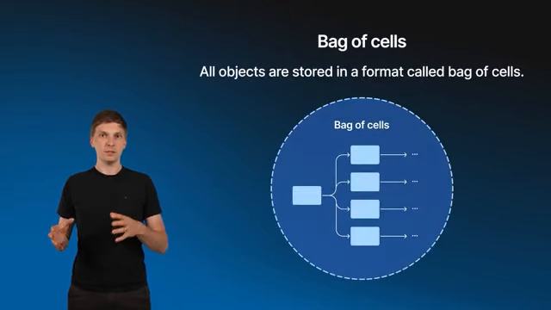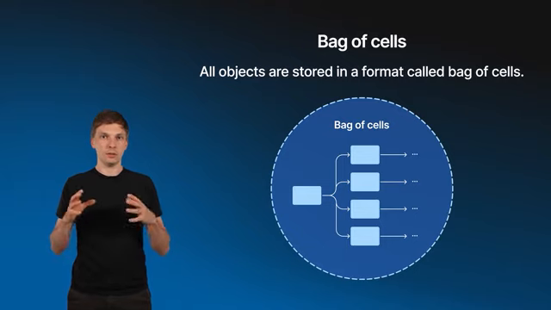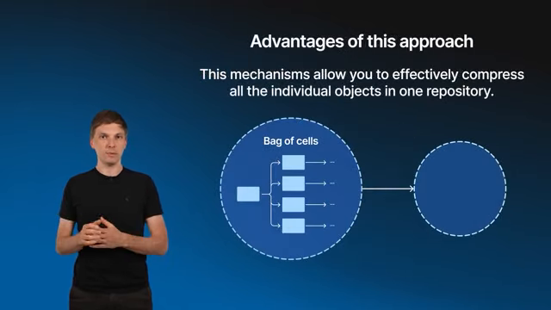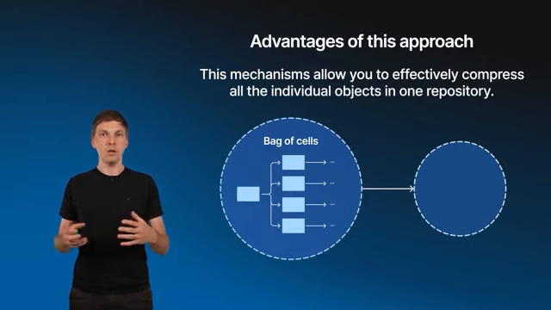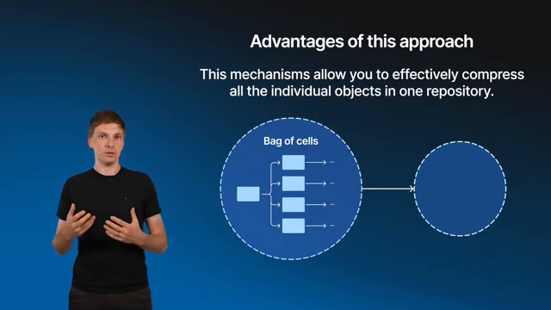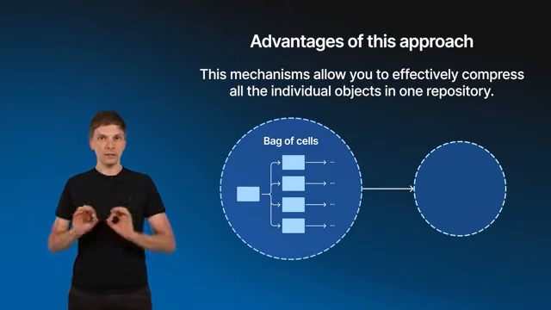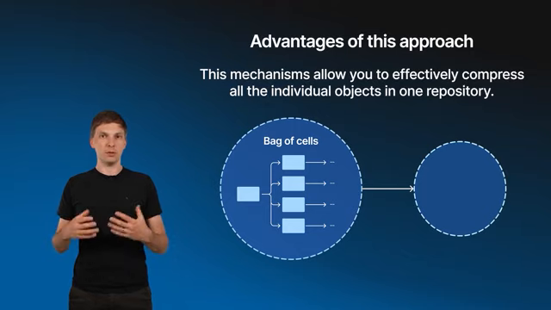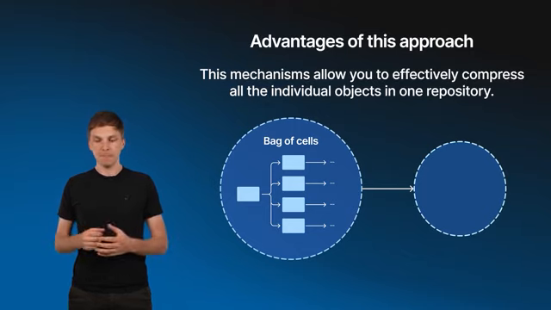And then this data is transmitted and stored in a format called bag of cells. And this is something that is familiar to the users of Git. In Git, you know that every object has its own unique identifier, and there are deduplication mechanisms that allow you to effectively compress all the individual objects in one repository. And this is pretty much how the cells work in TON. Every time you transmit a tree of cells or a collection of various cells, all of their nested cells are effectively represented in this bag of cells with all the necessary deduplication if needed.